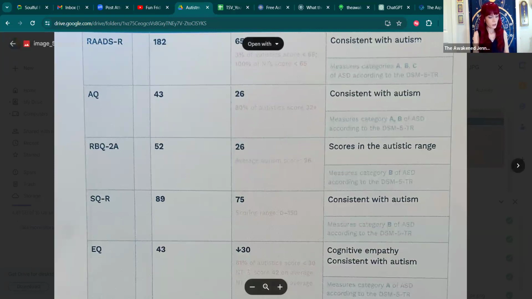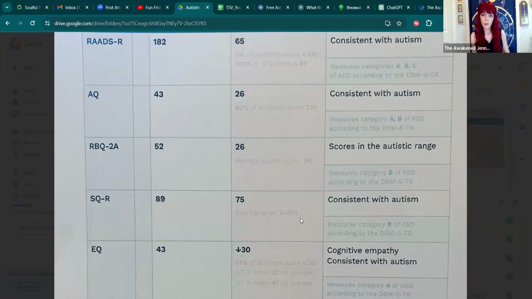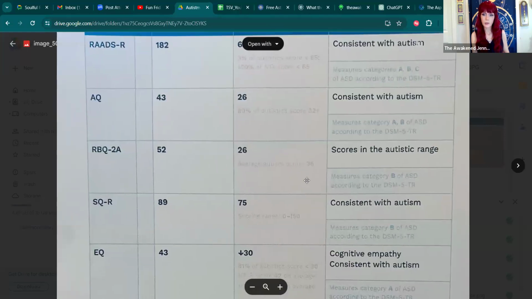All right, so the SQ, that's your Systemizing Quotient. A lot of autistic people are very systemizing in the way that they process their information. The threshold is 75. The scoring goes from 0 to 150. And I got a score of 89, consistent with autism.